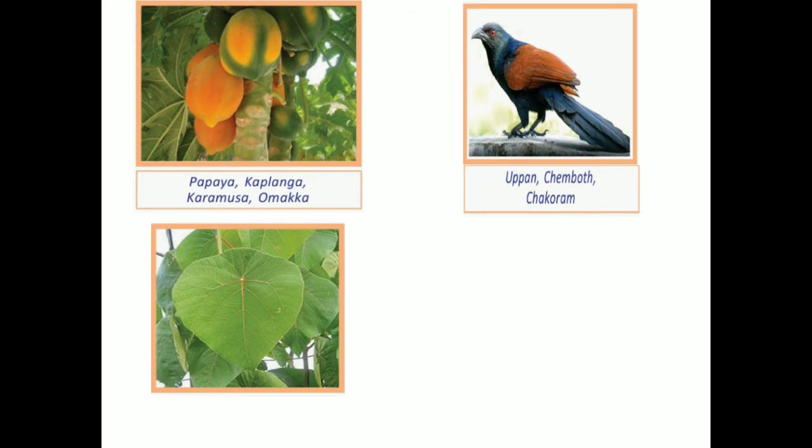And what about this plant? Is this plant familiar to you? This leaf, we all use this leaf for some purposes. What do you call this plant? Yeah, vatta. We call it vatta. And in some other places it is known as podukanni, upputhi, all such things.